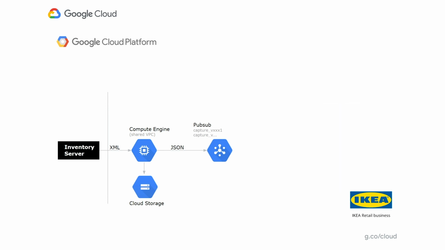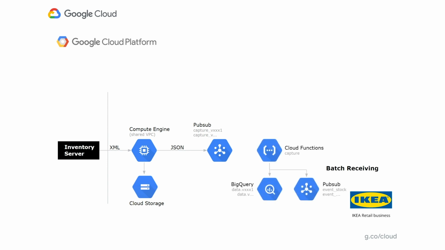We then have a batch receiving side of this, which uses Google Cloud Functions and actually powers this entire architecture. This pulls in messages from Pub/Sub and puts the raw data into many different BigQuery datasets depending on the message type. And we can also move that message on for further processing using other Pub/Sub topics.